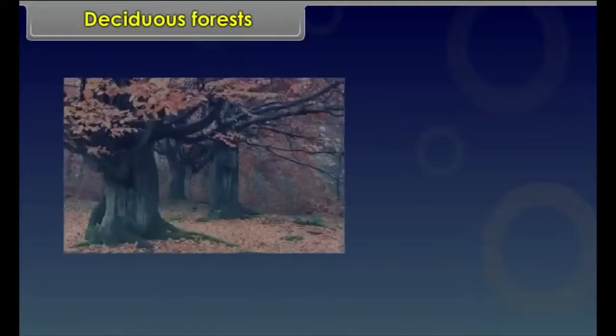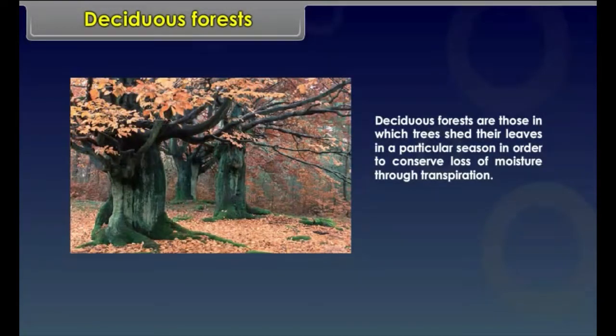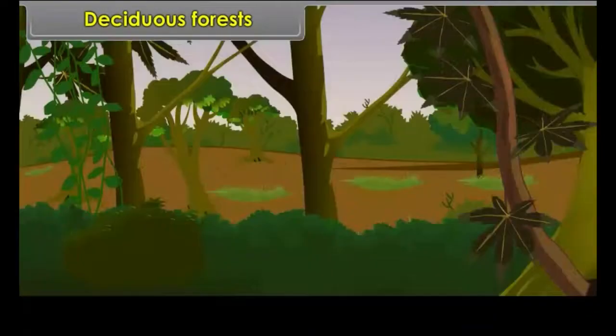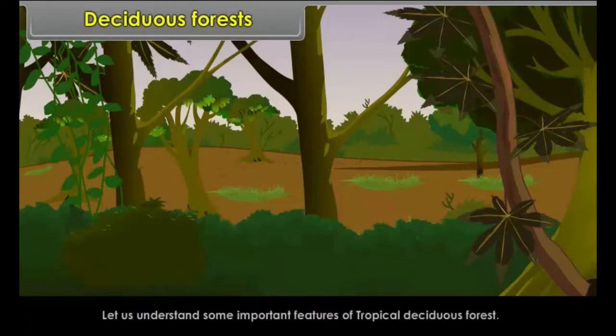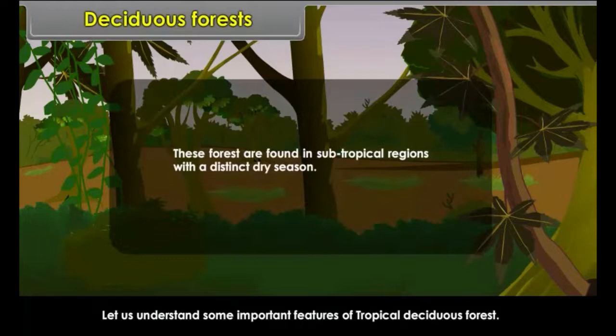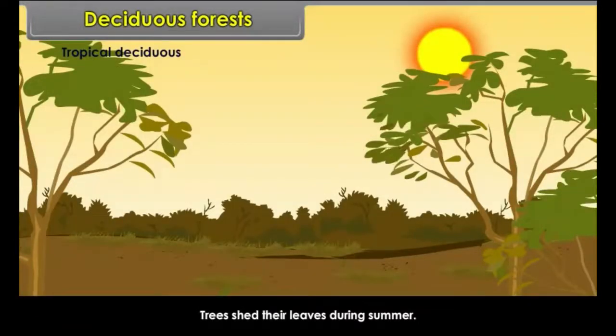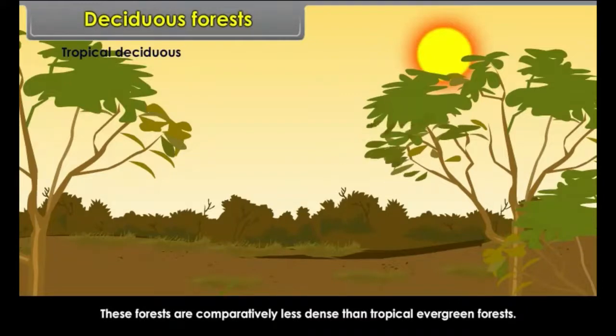Deciduous forests. Deciduous forests are those in which trees shed their leaves in a particular season in order to conserve loss of moisture through transpiration. Tropical deciduous. Let us understand some important features of tropical deciduous forest. These forests are found in subtropical regions with a distinct dry season. Trees shed their leaves during summer. These forests are comparatively less dense than tropical evergreen forests.